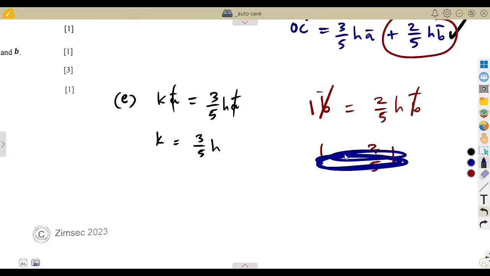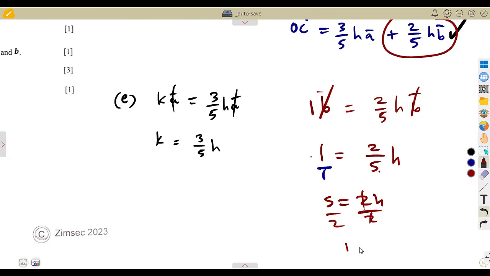But look at this equation here. There is one unknown. You can solve this for H. Cross multiply this and that. 5 times 1, that is 5, is equal to 2H. You can divide by 2. So H is equal to 5 over 2.